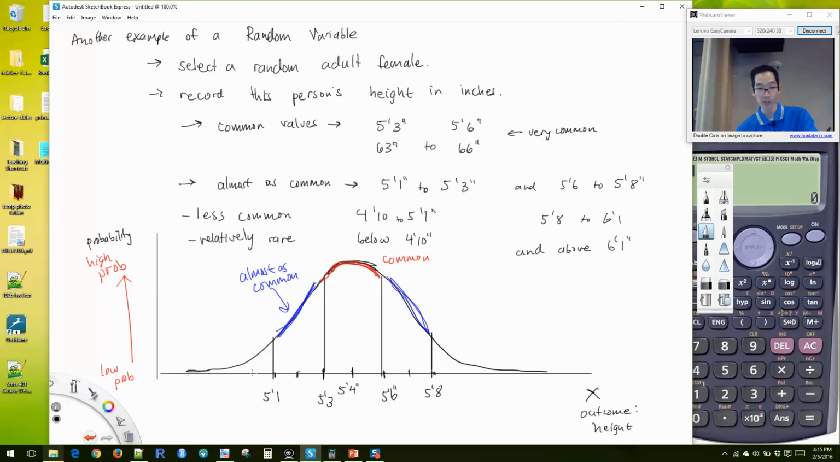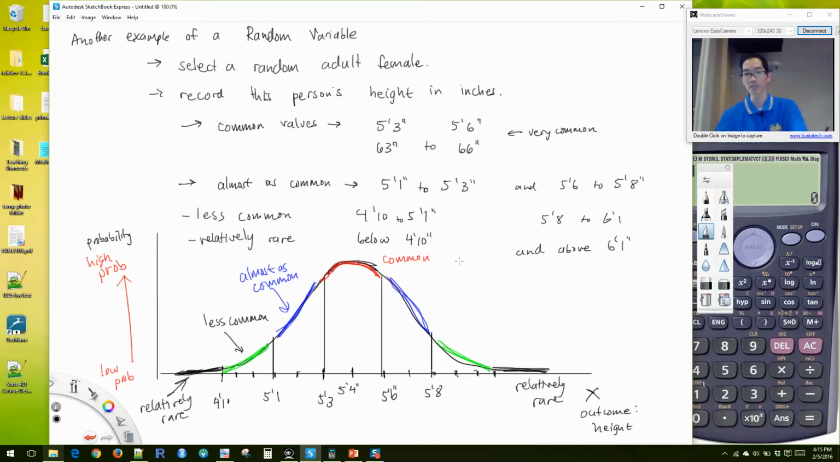And then 4'10" to 5'1", something like that. This would be 4'10" and this would be less common. And then out here, this is relatively rare. Okay. Does this diagram make sense?